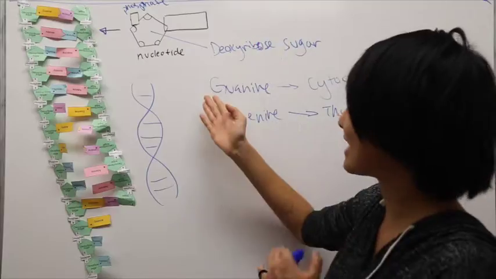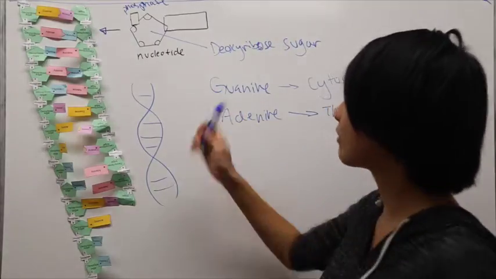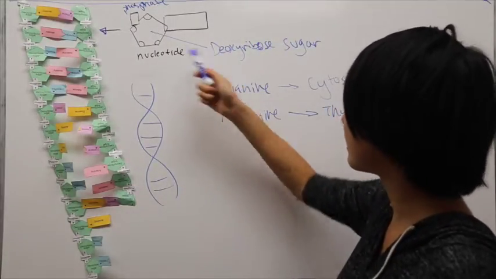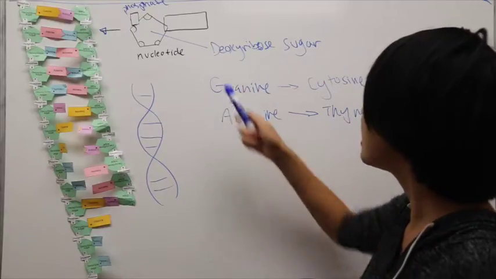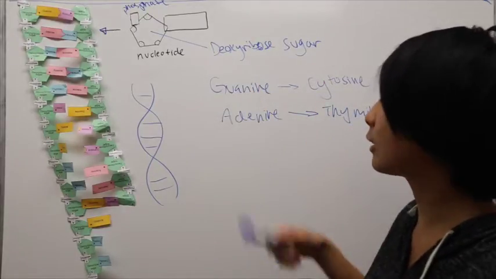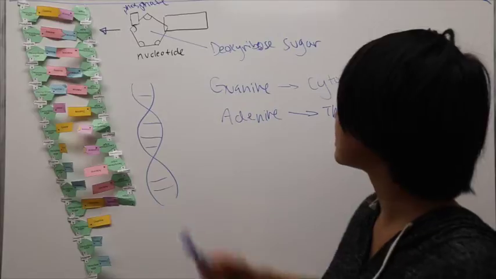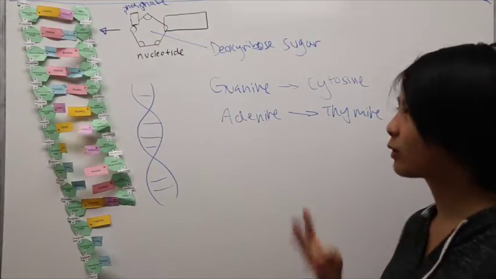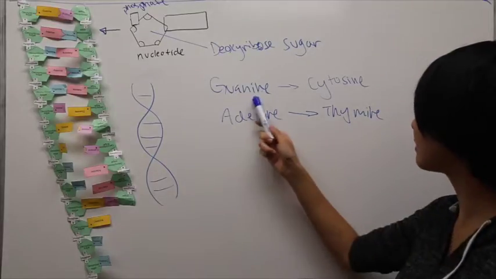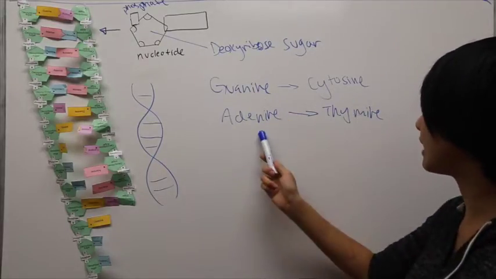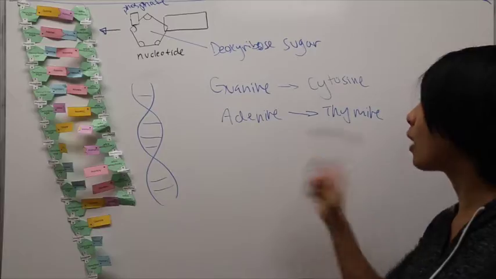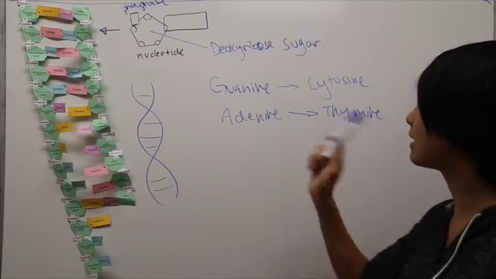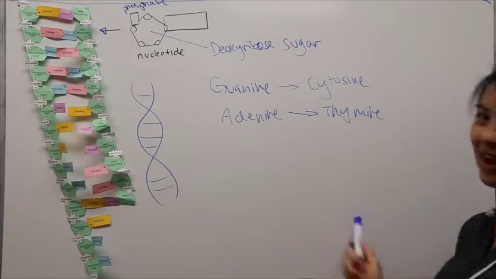are nucleotides. These nucleotides are made of 3 parts. The first part is the deoxyribose sugar, deoxyribose meaning without oxygen, and the phosphate, which is here, and a nitrogen base. There are 4 kinds of nitrogen bases. The first one is guanine, second cytosine, adenine, and thymine. Guanine will always be paired with cytosine, and adenine will always be paired with thymine.